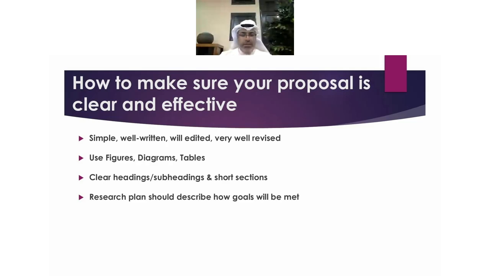The research plan should describe how the goal will be met. So if, for example, you are proposing to achieve 5 goals, in the methodology you have to mention where you are going to achieve goal number one. For example, let's say goal number one is in the synthesis. You have to mention it. By finishing this synthesis, I will be achieving goal number one. By finishing this characterization, I will be achieving goal number two.